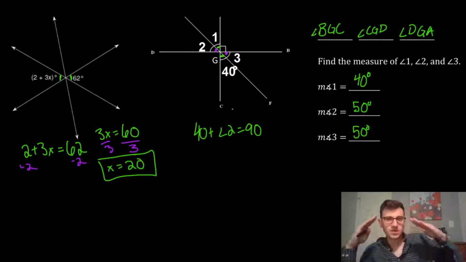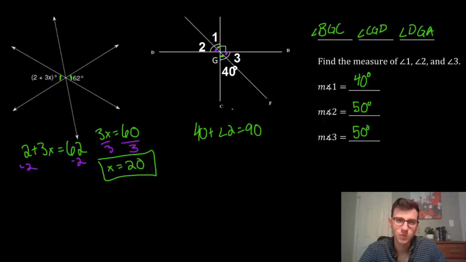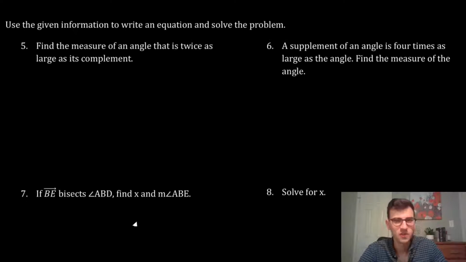So this is geometry right here. You've got to use what you know to find out what you don't know. We found all those angles. Pretty straightforward. All right, move on to some more examples.